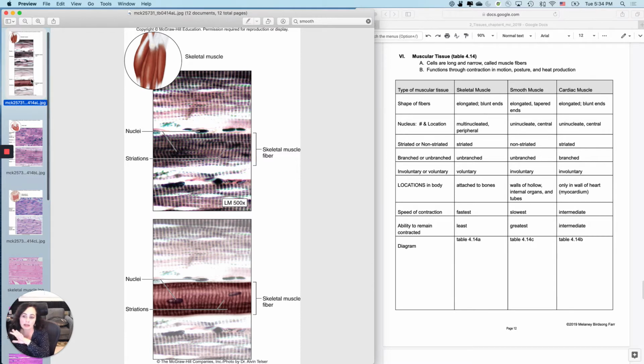As far as the shape of the individual fibers, skeletal, smooth, and cardiac. The fibers in skeletal muscle can be really long. They can be up to a foot long. Smooth muscle is shorter, and it's usually fat in the middle and skinny at the ends. And then cardiac muscle is not as long as skeletal muscle and usually has blunt ends. So I'm going to scribble these on a whiteboard, and then we'll go back and forth to the whiteboard.